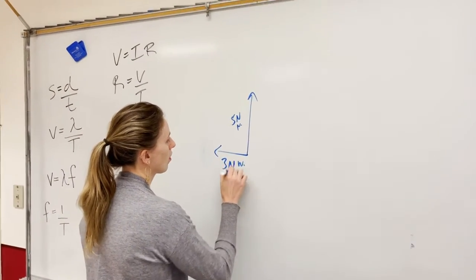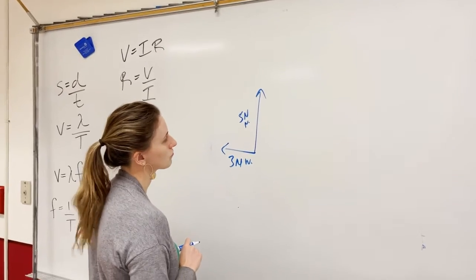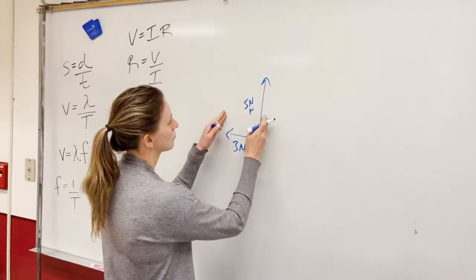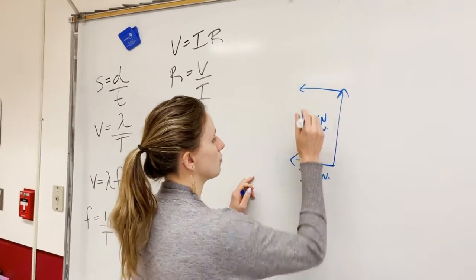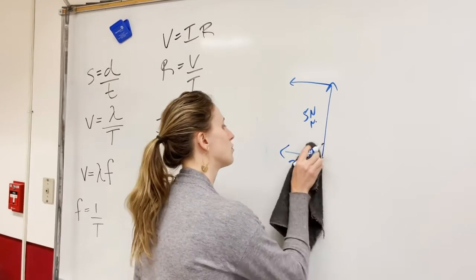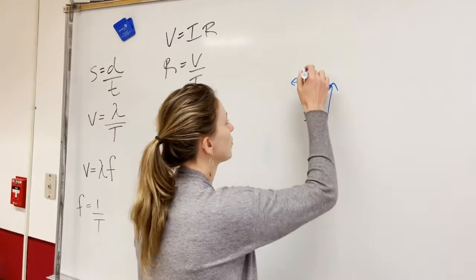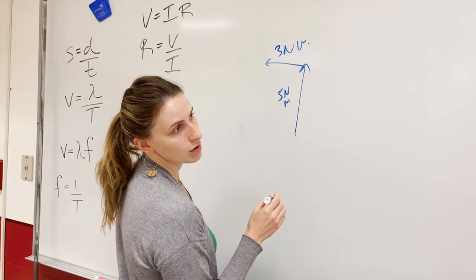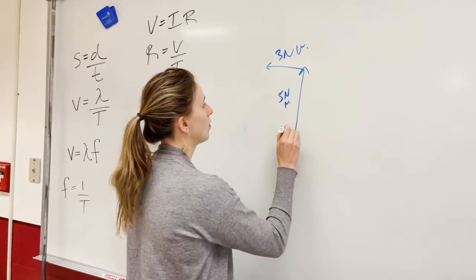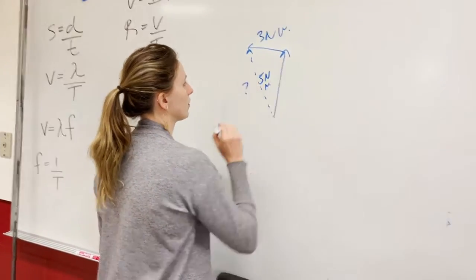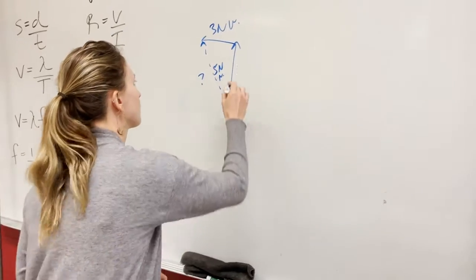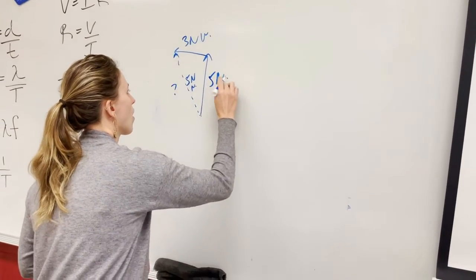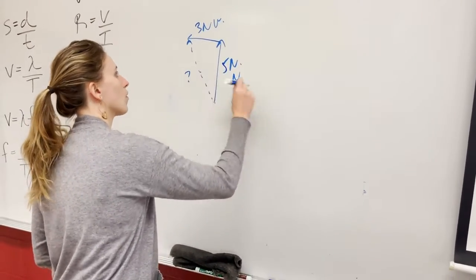That's your free body diagram. That is not vector addition. Vectors are added head to tail. So how would you make that vector addition? Let's move that up here. So 3 newtons per coulomb west. And what does it want to know? What's the net field? Figure that out. Use the Pythagorean theorem: square root of 3 squared plus 5 squared.